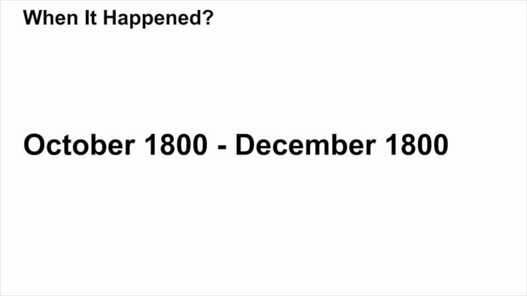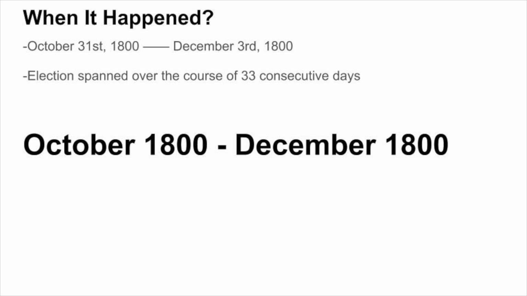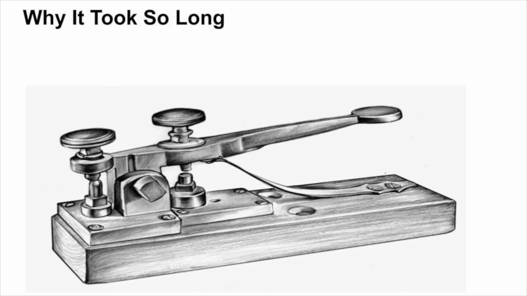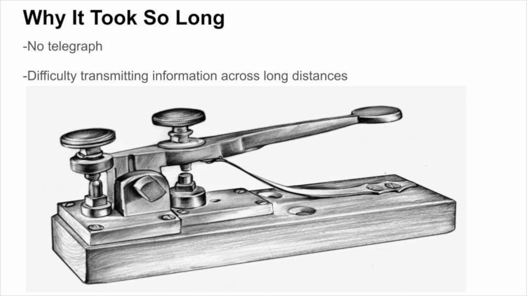So the fourth presidential election in American history took place from October 31st, 1800 to December 3rd, 1800, spanning over the course of 33 consecutive days. Similar to the previous two presidential elections in American history, the telegraph was still not invented yet, which made it very difficult to transmit information across the country effectively.